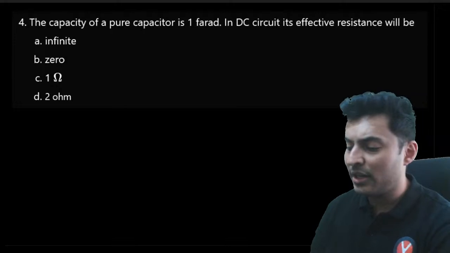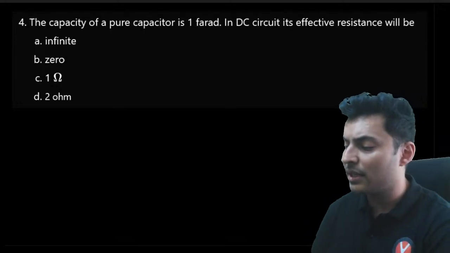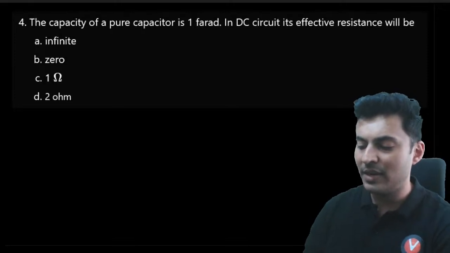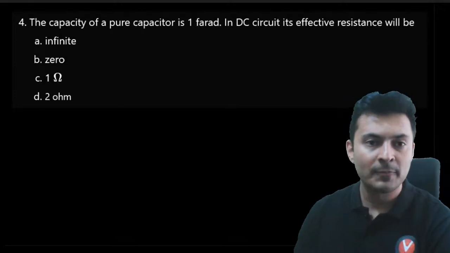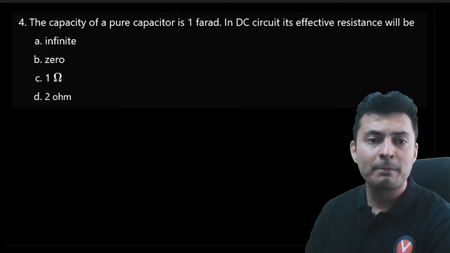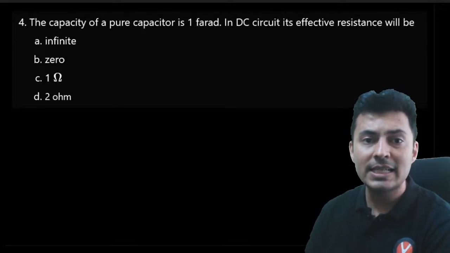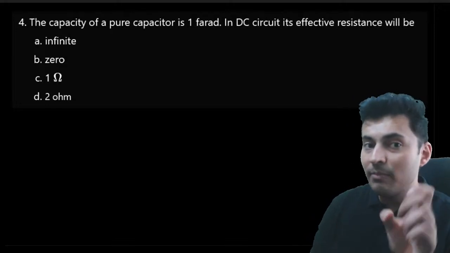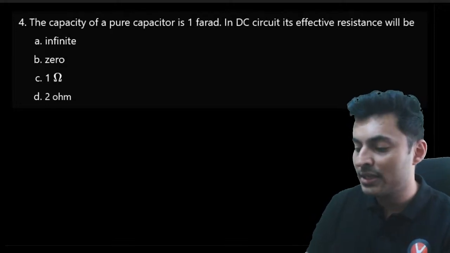The capacity of a pure capacitor is 1 farad in a DC circuit. Its effective resistance will be how much, my dear warriors? Infinite, 0, 1, 2 ohms? For a pure capacitor of 1 farad in a DC circuit, its effective resistance. Now, they have combined this question with AC.